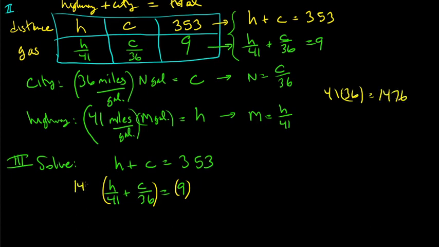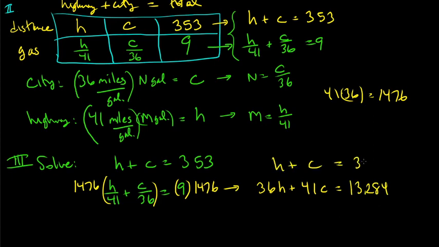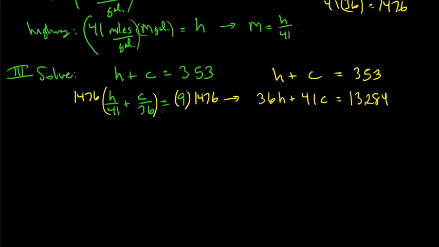So multiply both sides by 1,476. When you do that, you should get 36 times h plus 41 times c is equal to 13,284. Again, big numbers, but at least we got rid of the fractions. So there's our new system without fractions in it.